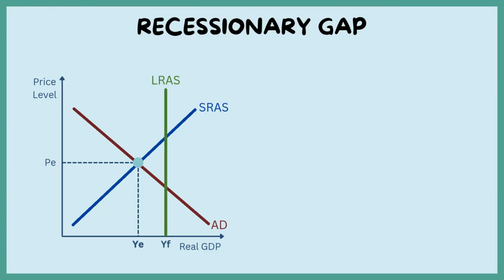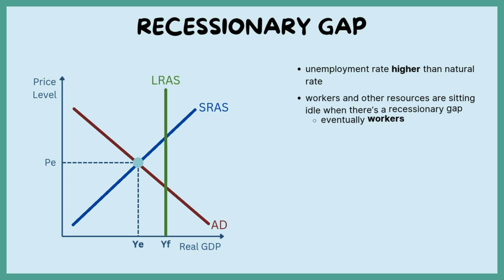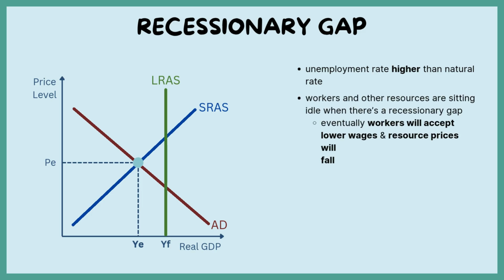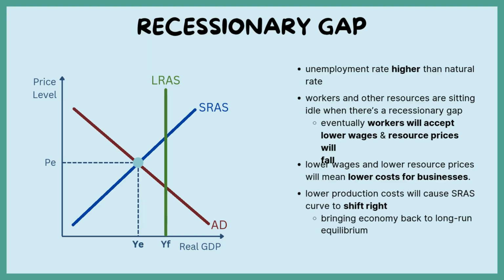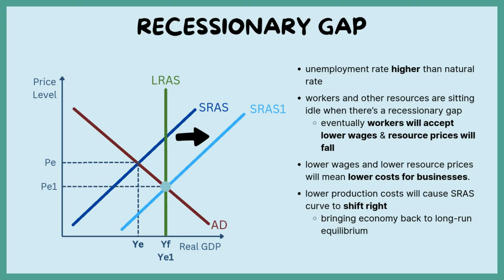First, let's begin with how an economy can recover from a recessionary gap in the long run without government intervention. In a previous lesson, you may have learned that when a recessionary gap occurs, the unemployment rate will be higher than the natural rate. Since workers and other resources are sitting idle when there's a recessionary gap, eventually those unemployed workers will accept lower wages and resource prices will fall. Lower wages and lower resource prices will mean lower costs for businesses, and those lower production costs will cause the short-run aggregate supply curve to shift right, bringing the economy back to long-run equilibrium.